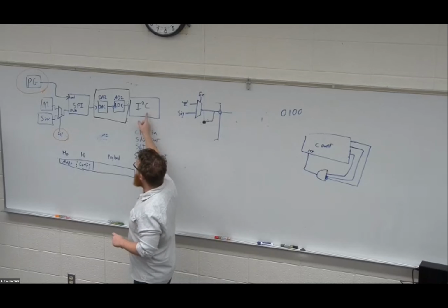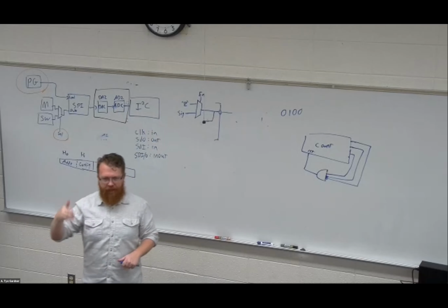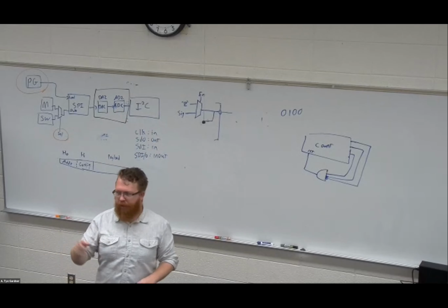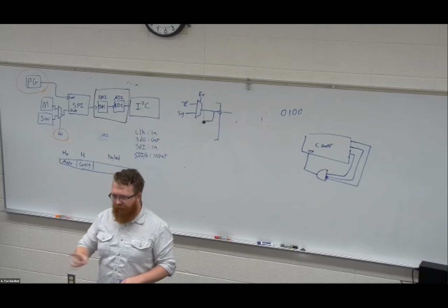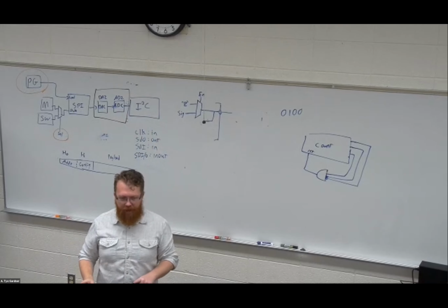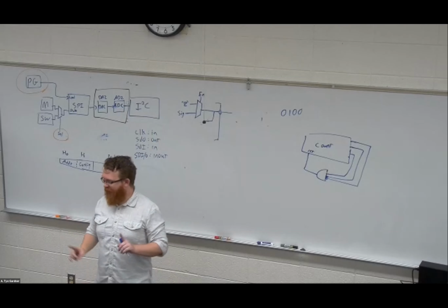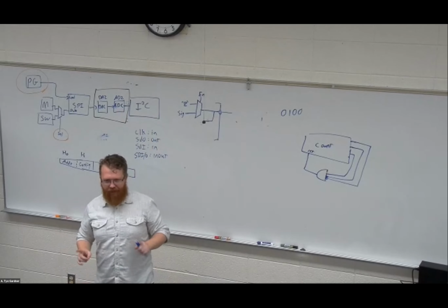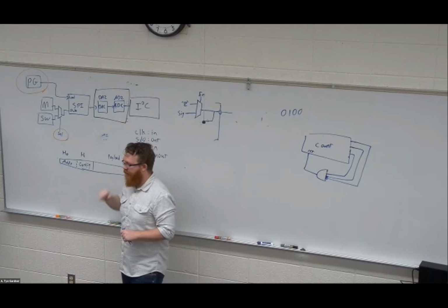Your I2C is a controller for the ADC. Now this gets a little confusing, right? Because it's an ADC controller, but it's part of your data path, okay? The thing that tells the I2C when to run is your controller. So this is where this data path controller thing gets a little confusing, but keep in mind that your I2C is handling data as part of your data path, okay?